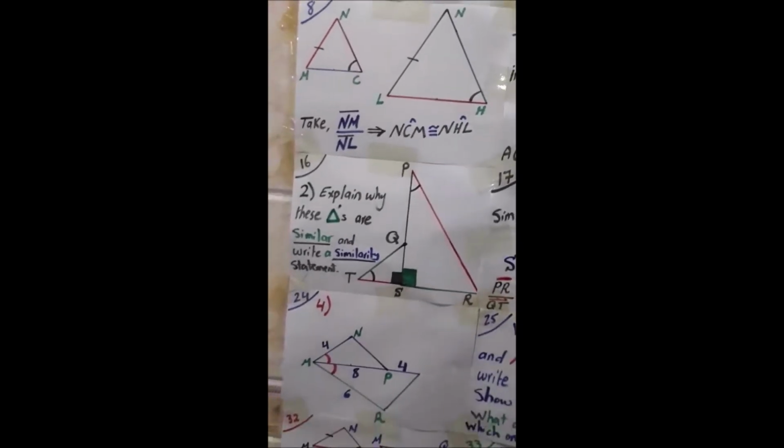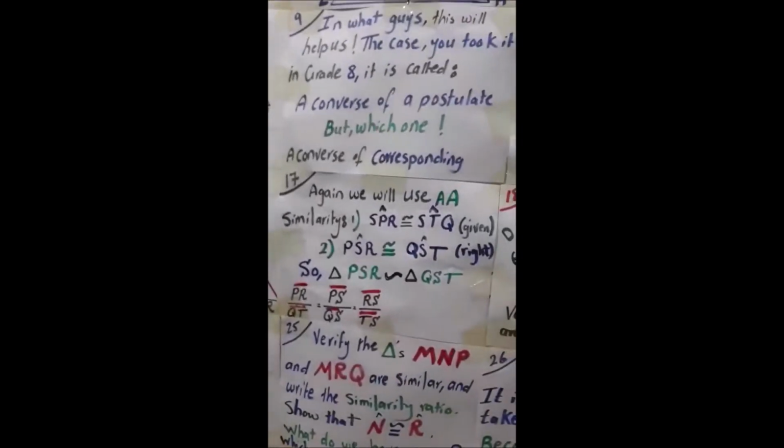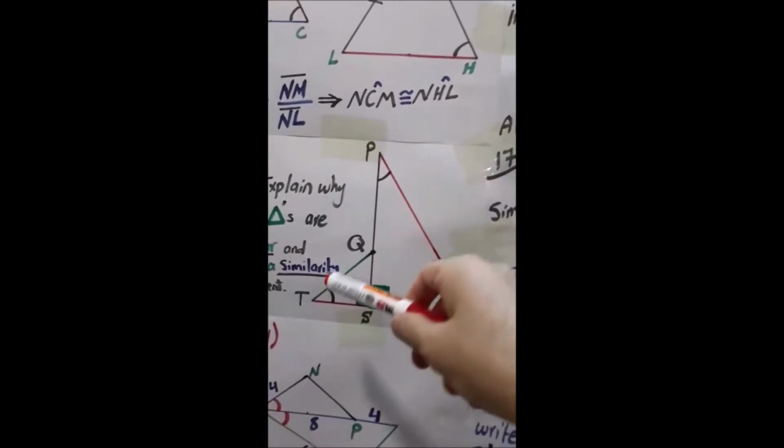So guys, we were in exercise 2: explain why these two triangles are similar and write the similarity statement. Again, we will use angle similarity. As we see, we have an angle from here, here, here, and here.